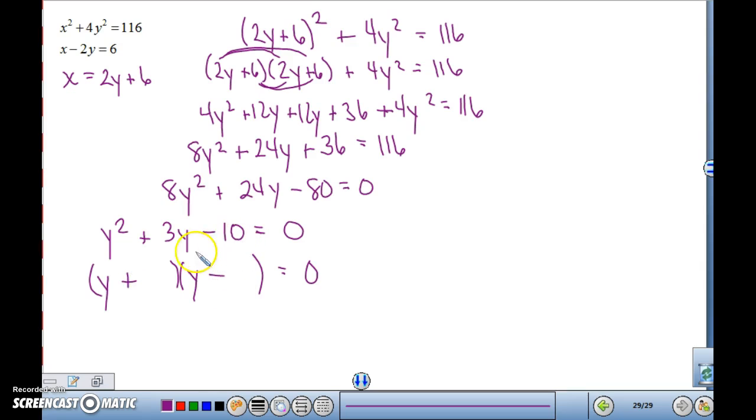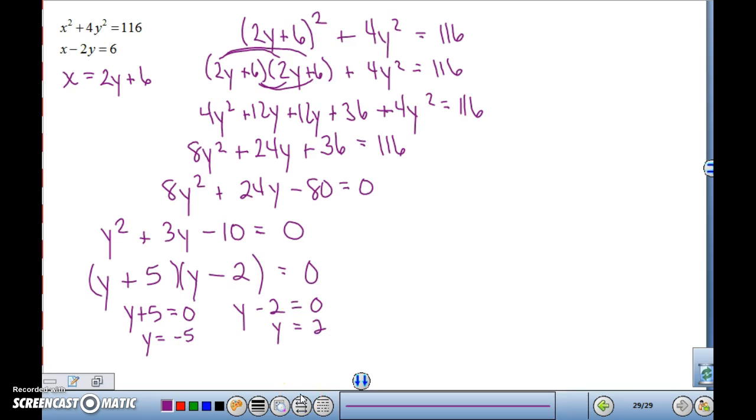And the factors of 10 that give me positive 3 would be positive 5 and negative 2. Now we want to set each factor equal to 0. Y plus 5 is equal to 0. Y minus 2 is equal to 0. So that means y is going to equal negative 5, and y is going to equal 2.